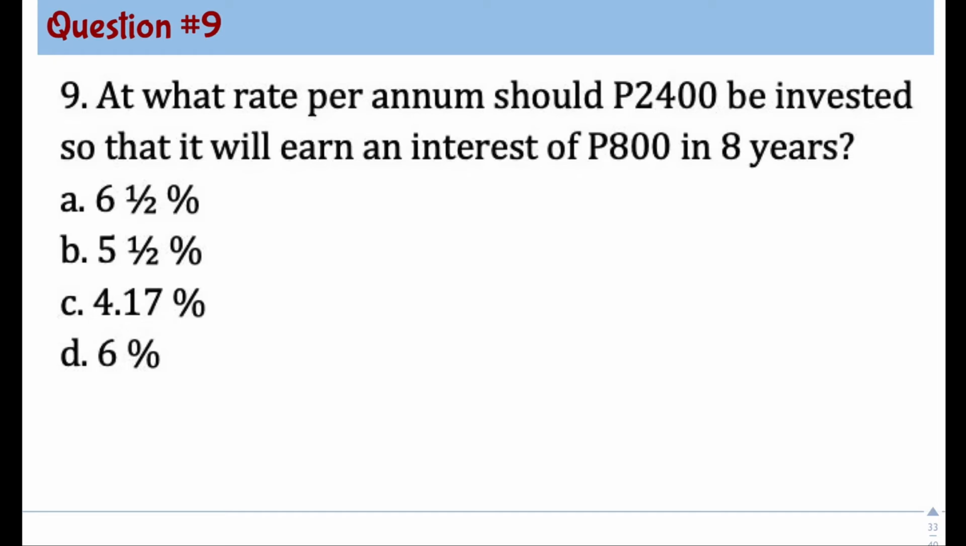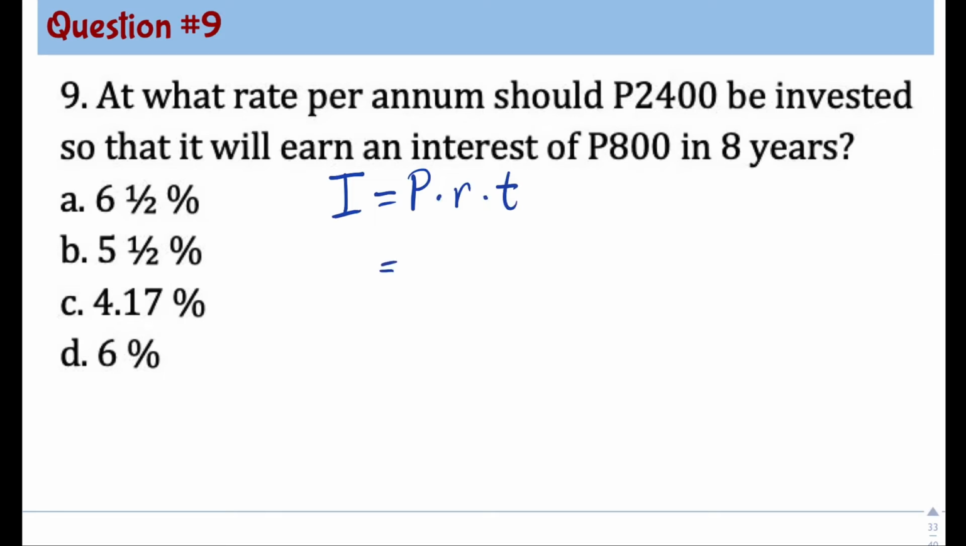Question number 9. At what rate per annum should 2,400 be invested so that it will earn an interest of 800 pesos in 8 years? So for this question, you really need to memorize this formula to calculate for the interest. And interest is equal to principal times the rate times the time.